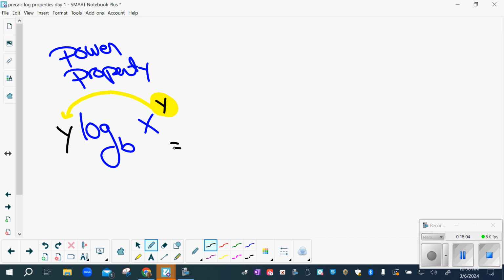It gives you y times log base b of x. We take any powers. We don't want our logs to have extra powers, so we drop them down into the front. And it's really nice and easy. So we'll do a few examples and then we'll try a few where we put it all together. And then I'm going to shut up, and you guys are going to work on your own.